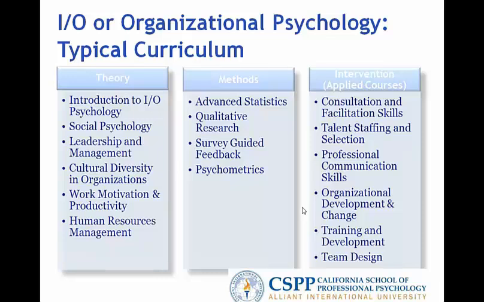Within Alliant, because we are very practitioner-oriented, we develop basically people who go out and work in the field. We do have a few alumni who go into academe, but the majority of our alumni actually work in the field within organizations or consulting firms, and we offer a lot more applied courses, things like consultation and facilitation, talent staffing and selection, professional communication, organizational development training, and team design. These are just among the things that you will find in an organizational psychology curriculum.